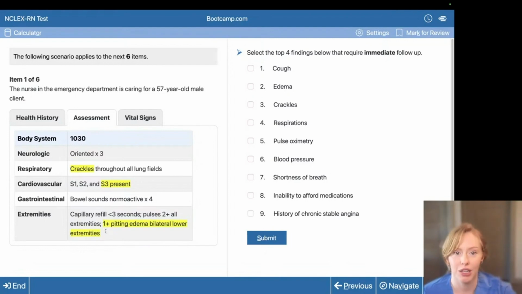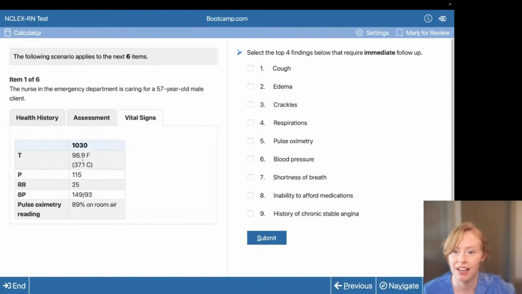So adding to this picture of this guy who's anxious, coughing, short of breath, when we go assess him, his legs are puffy, he's got crackles in his lungs, and he has an extra heart sound. So there's quite a bit going on here. Then we go take his vital signs, and our temperature is okay. Our pulse is a little elevated at 115. We're a little tachypneic at 25 breaths a minute. And then our blood pressure is a little high at 149/93, and our pulse ox is 89%.